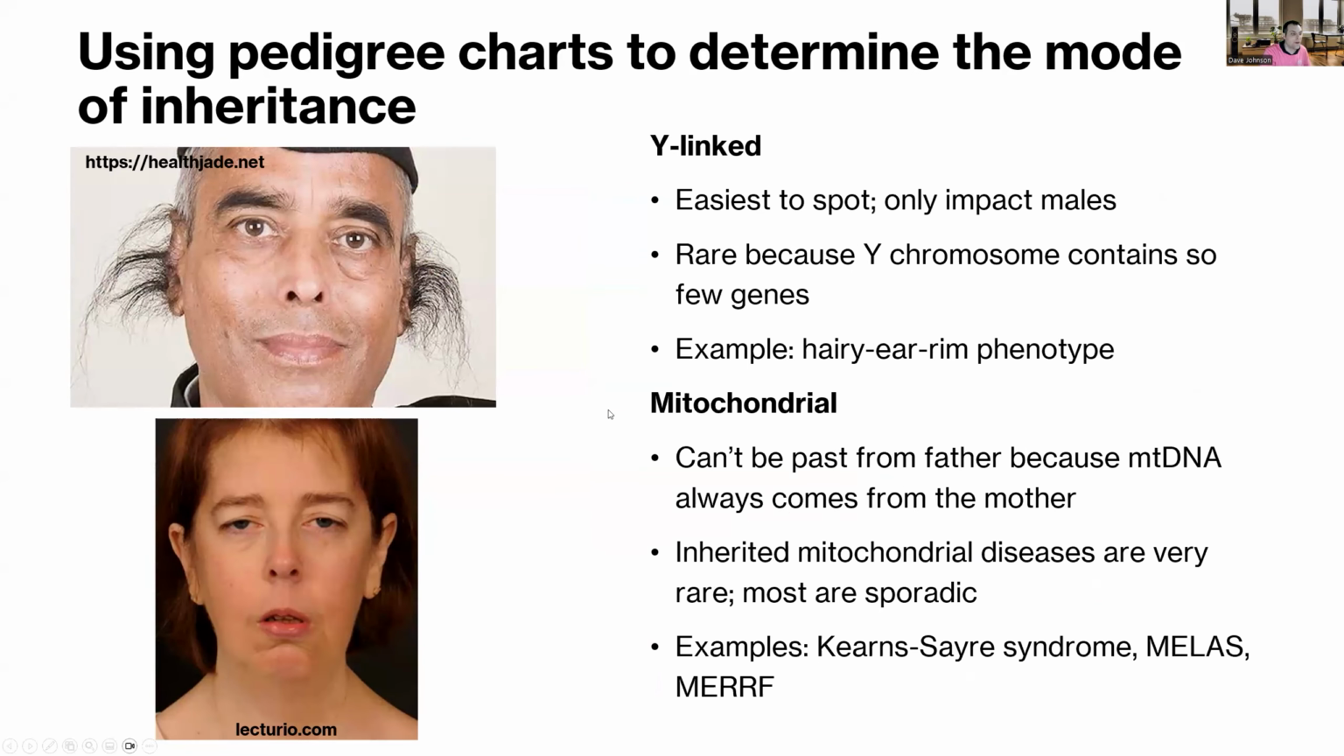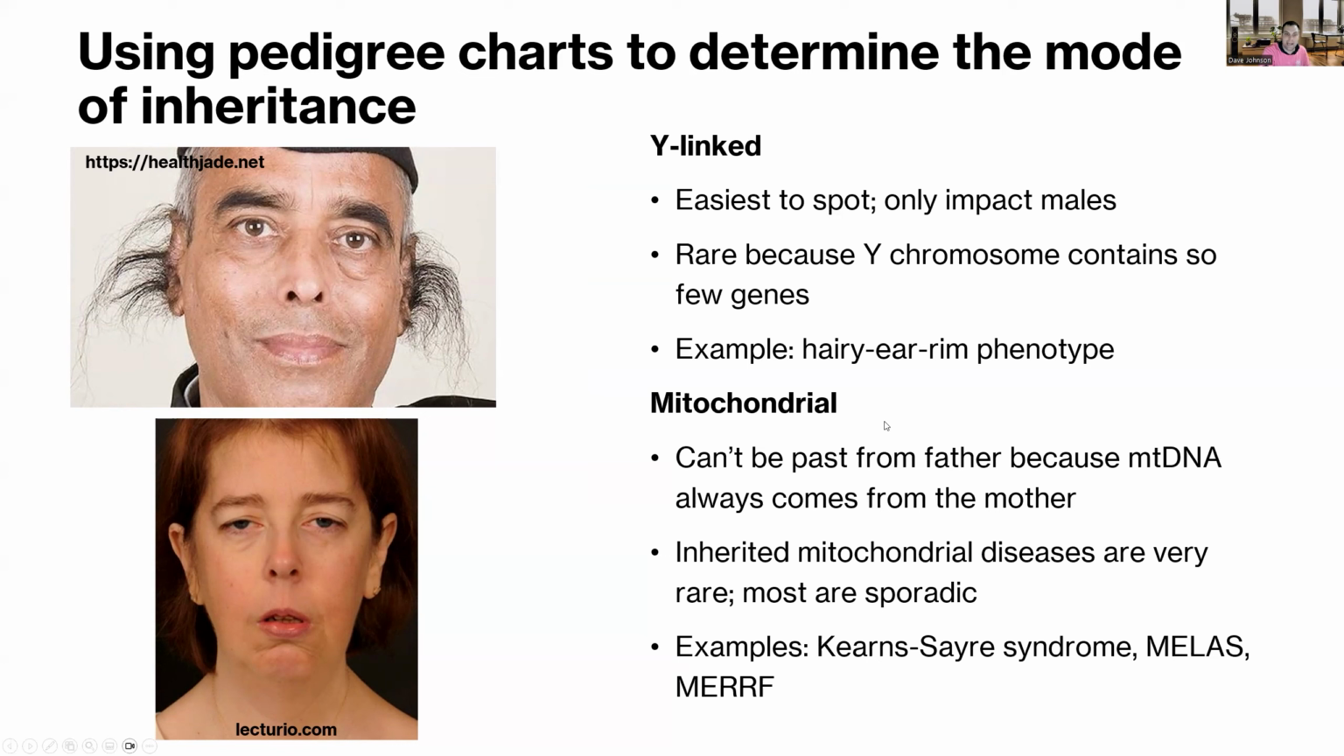And then we also have a couple other types of inheritance that can be detected this way. Y-linked. Again, I talked about this in another video. It's called hairy ear rim syndrome. It's very easy to spot these because only males are impacted. If you look at a pedigree and the only people who have these diseases are males, it's probably Y-linked. But it's also very rare because the Y chromosome has very few genes on it to begin with. So it's rare to find these conditions.